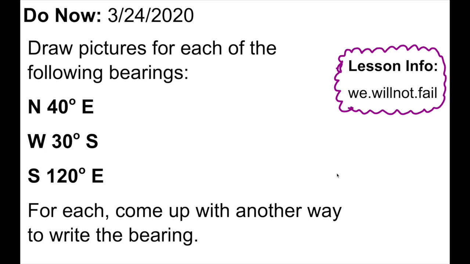So what I want you to do in this Do Now is draw pictures for each of these bearings. The first is north 40 degrees east. The second is west 30 degrees south. The third is south 120 degrees east. And for each, I want you to come up with at least one other way to write the bearing that would give me an equivalent bearing. If you have not yet seen the 3/23 activities, I'd really recommend you do that first. But if you have, pause the video, try to solve this problem, and then when you're ready, unpause, and I'll show you how to solve it.